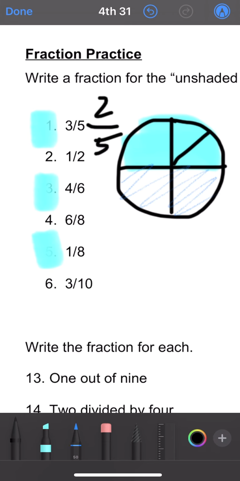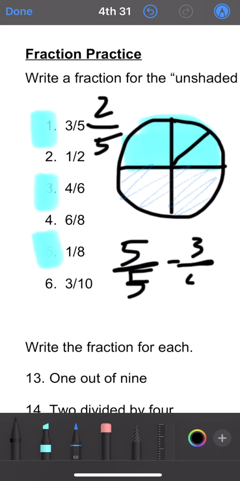Now it's going to be hard to draw a circle every single time. So to do this, we just want to subtract our fraction given from one whole. And we know that a whole is just the denominator over itself. So we'll be doing that.